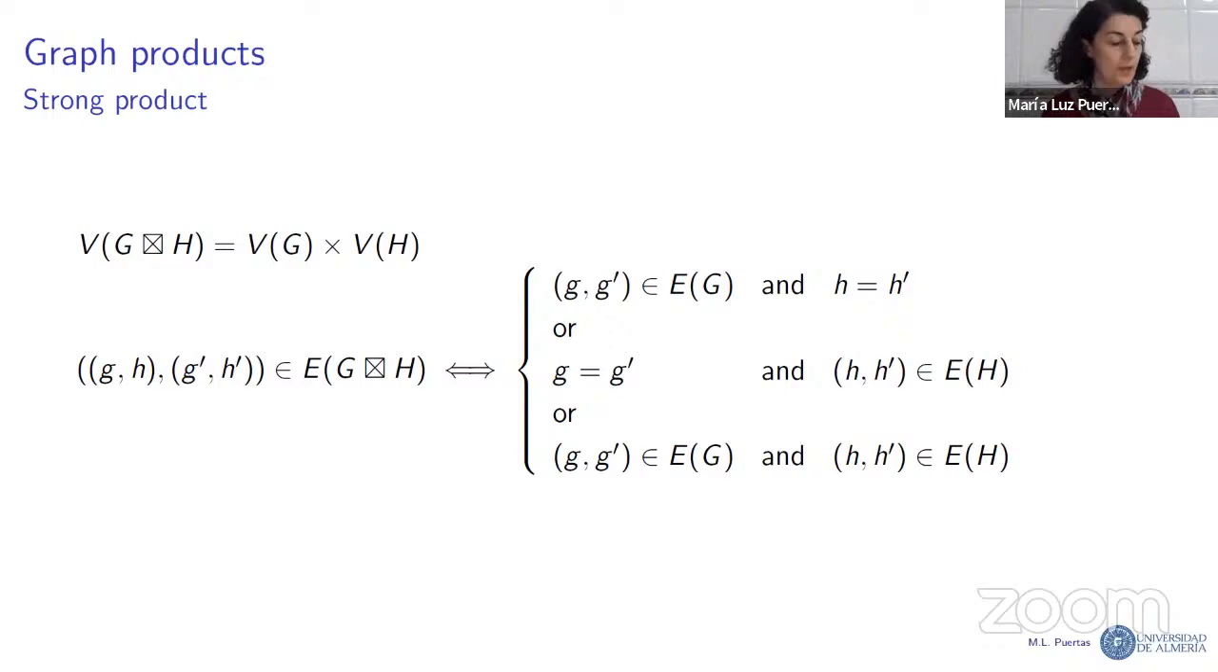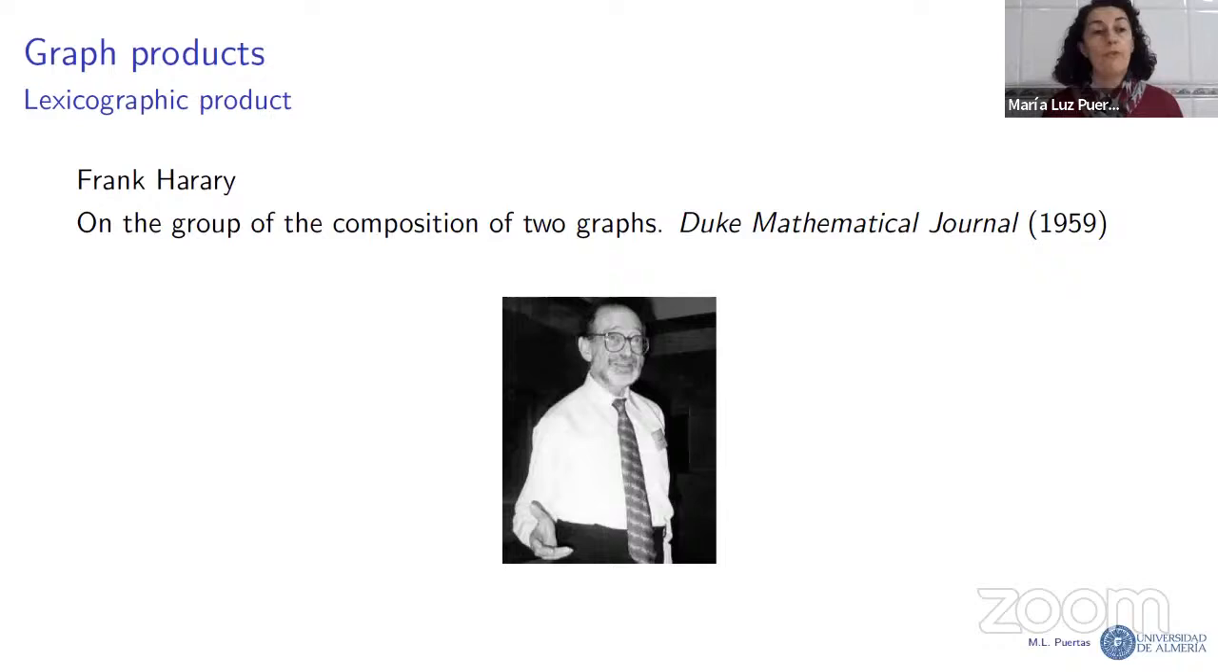However, Sabidussi doesn't use this structure, the strong product, to study the automorphism group of the graph, but he provides the definition. For the lexicographic product, the definition is from the same year, 1959, by Harary in this paper on the group of the composition of two graphs. You have a picture of Harary. And again, the original definition.